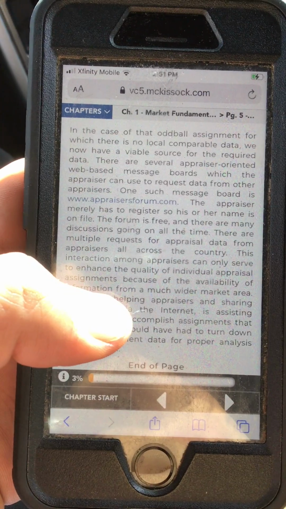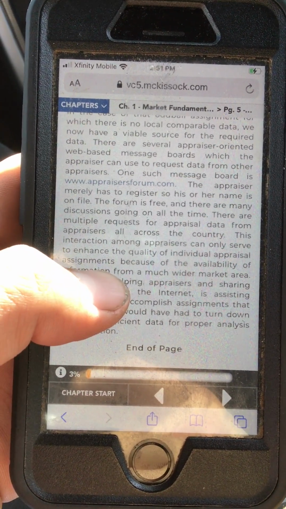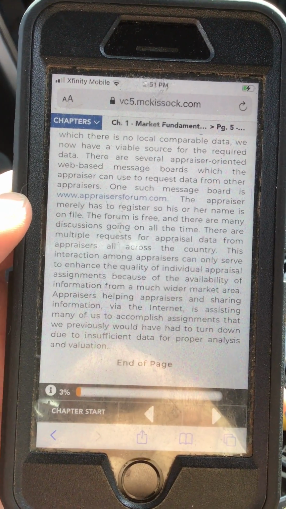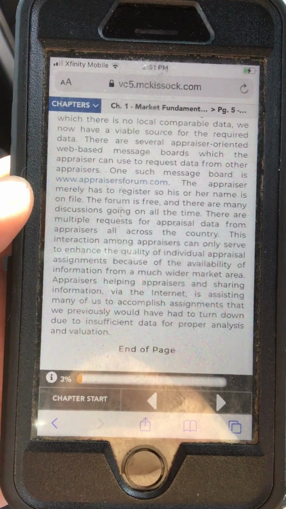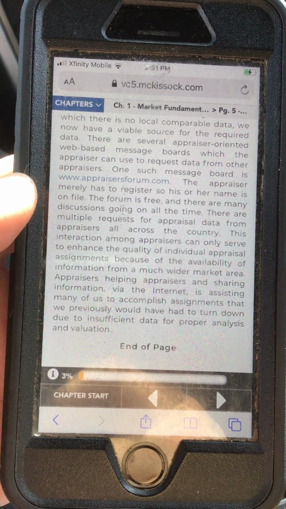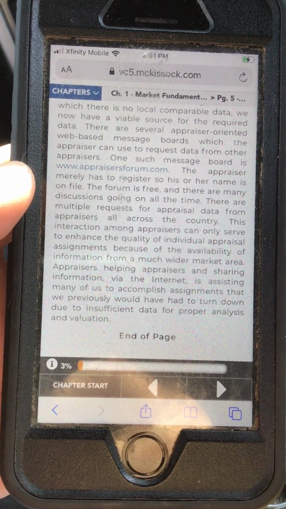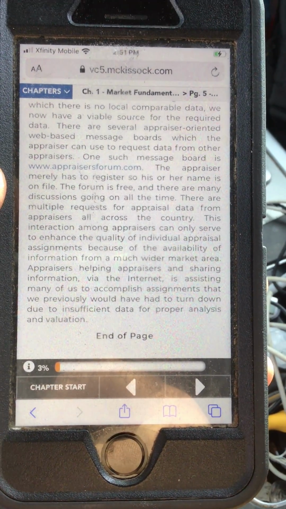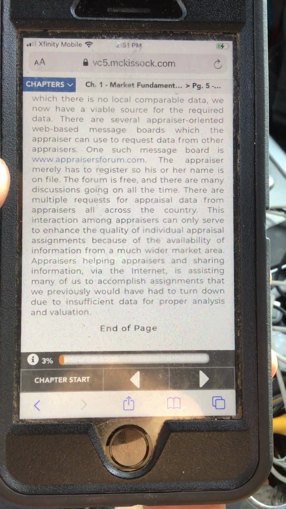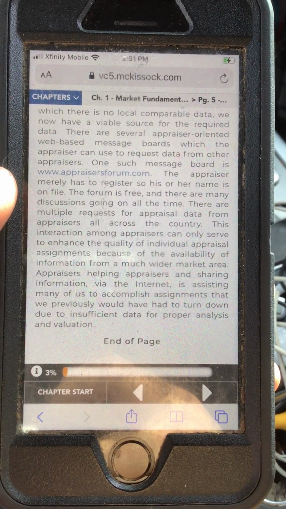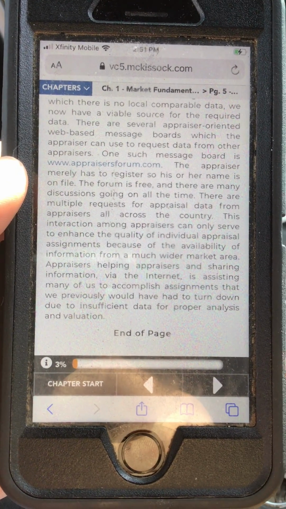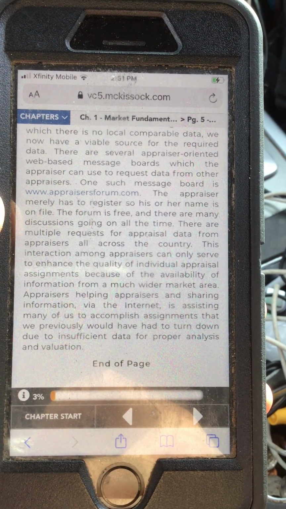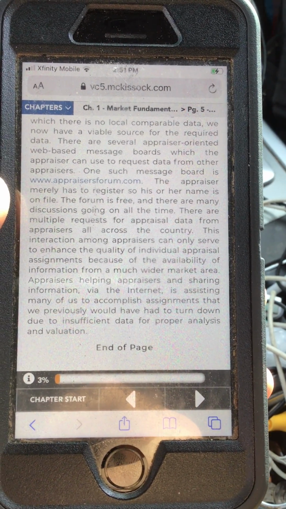In the case of that oddball assignment for which there is no local comparable data, we now have a viable source for the required data. There are several appraiser-oriented web-based message boards which the appraiser can use to request data from other appraisers. One such message board is www.appraisersforum.com. The appraiser merely has to register so his or her name is on file.